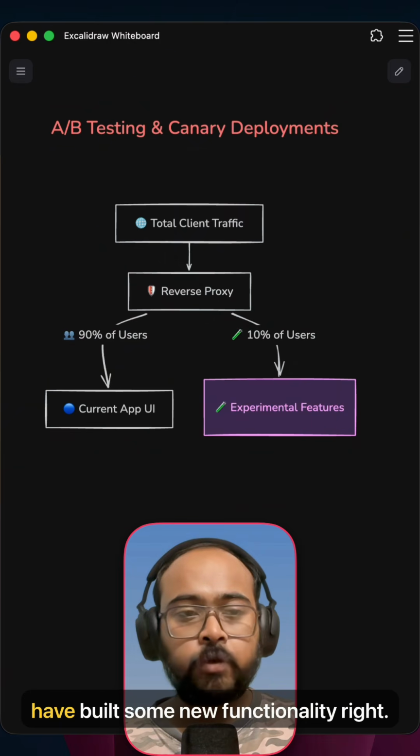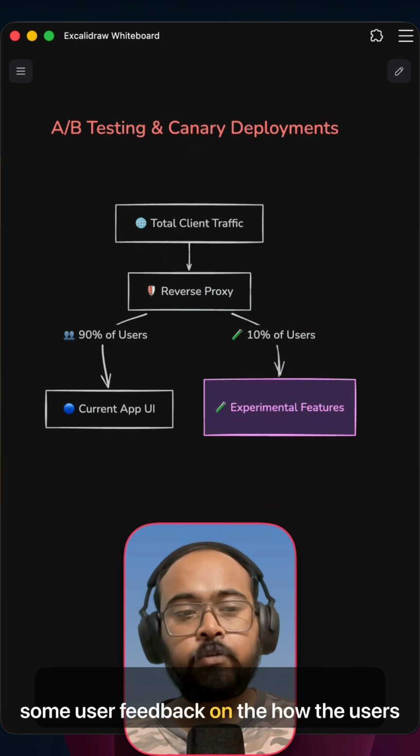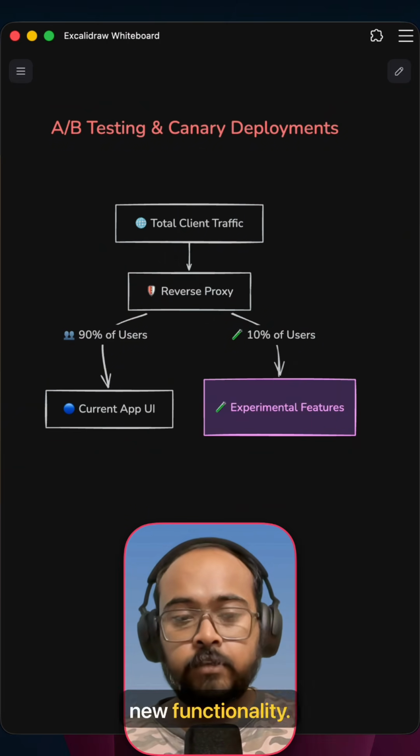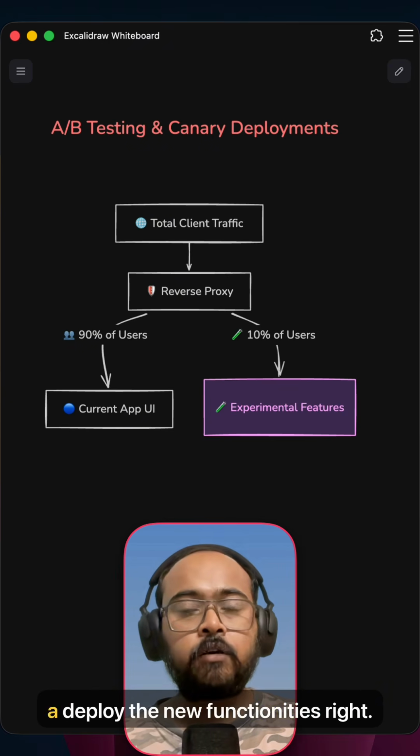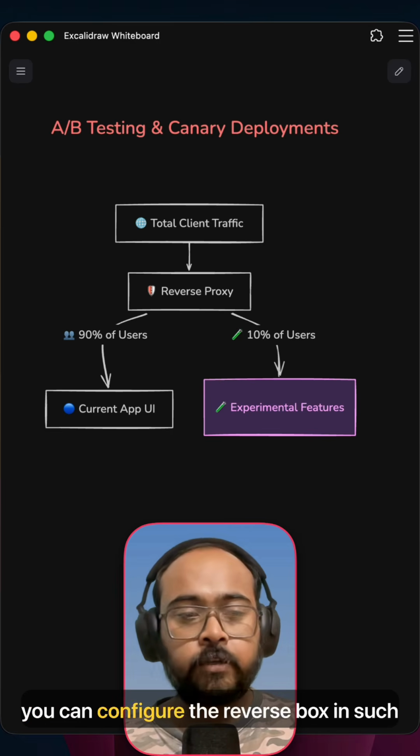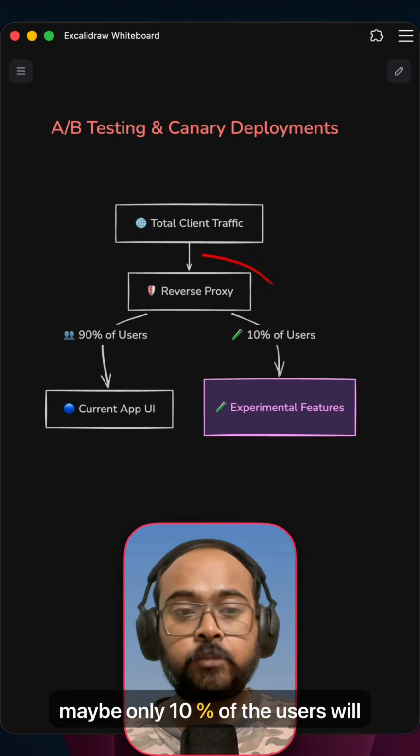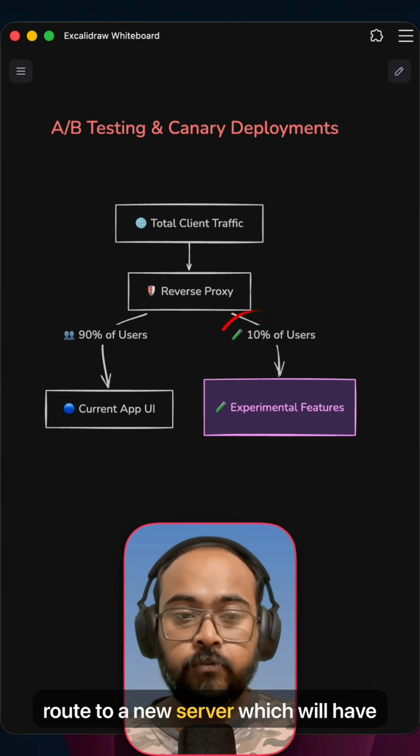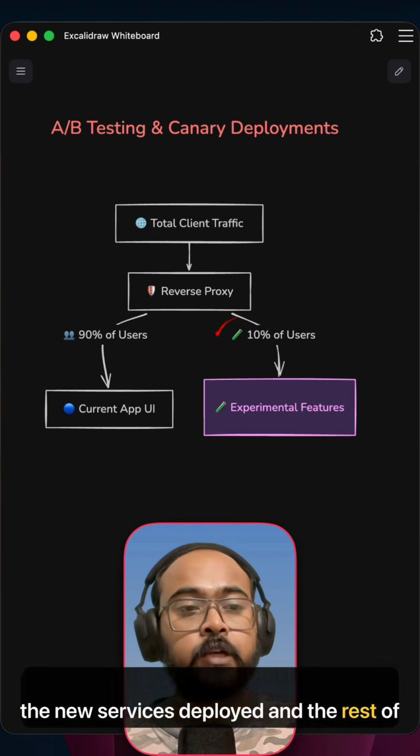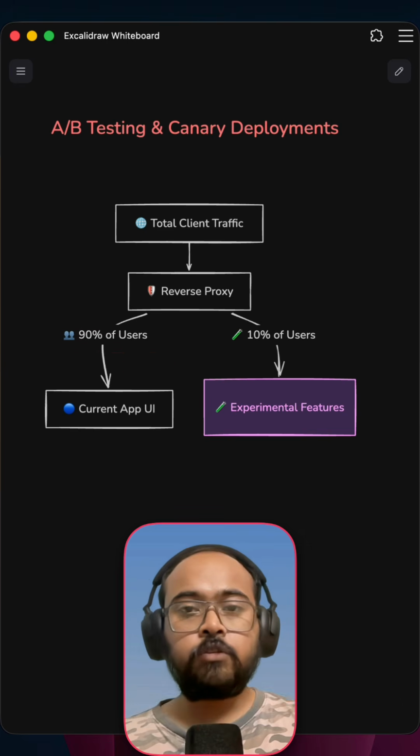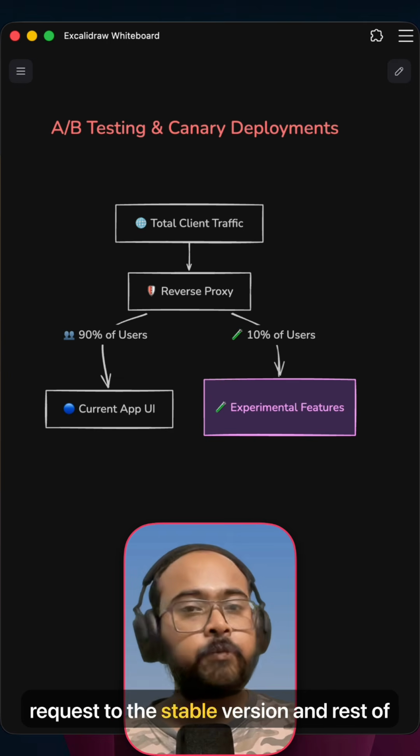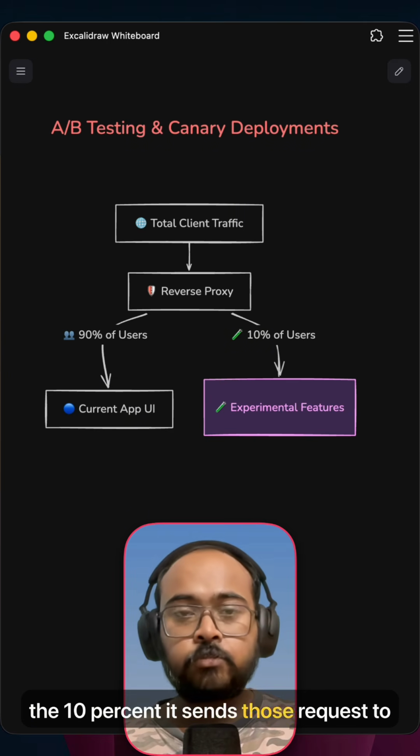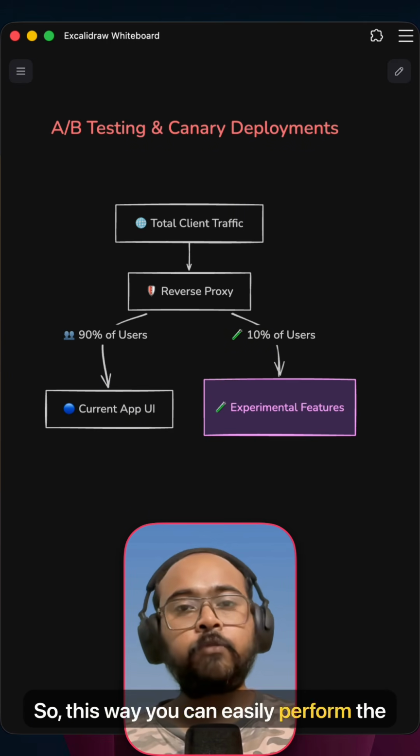Now, another use case is that suppose you have built some new functionality, right? You want to get some user feedback on how the users are liking the new functionality. You do not want to do a full-fledged deployment of the new functionality. Instead, you want to gradually deploy it. So you can configure the reverse proxy in such a way that maybe only 10% of the users will be routed to a new server which will have the new services deployed, and the rest of the users will access the old service. Using this, you can configure the proxy to split the incoming traffic. It randomly routes 90% of the requests to the stable version, and the other 10% of the requests it sends to the experimental version. This way you can easily perform alpha beta testing.